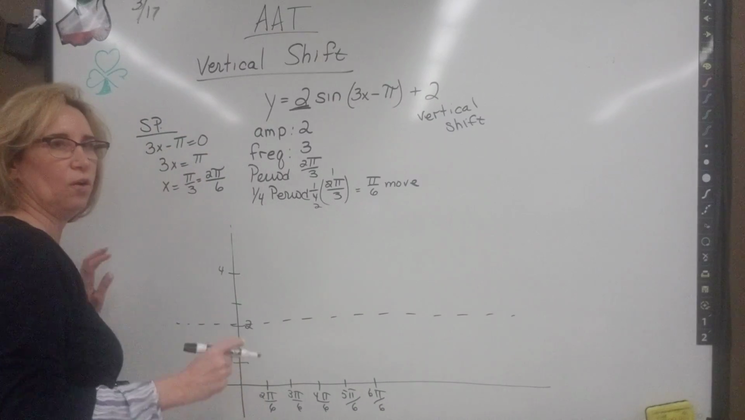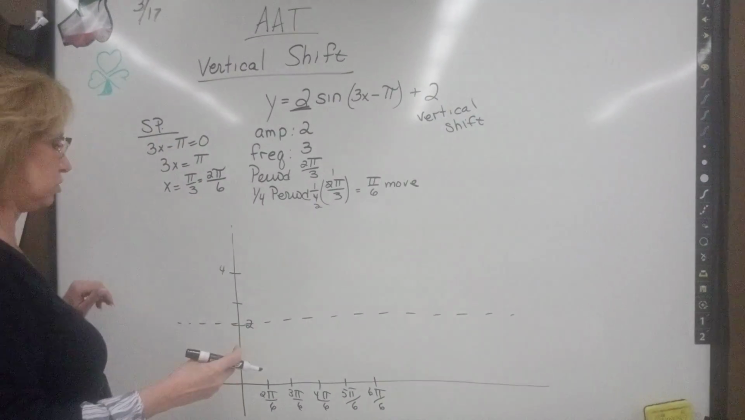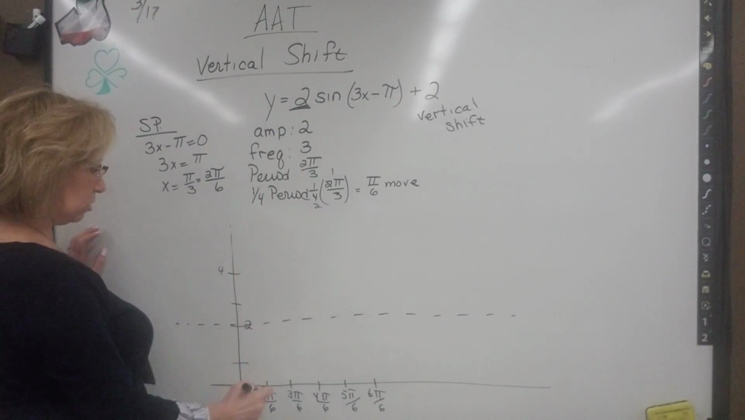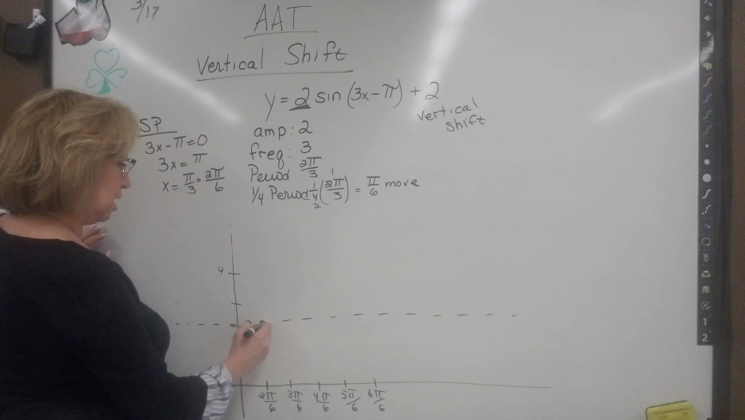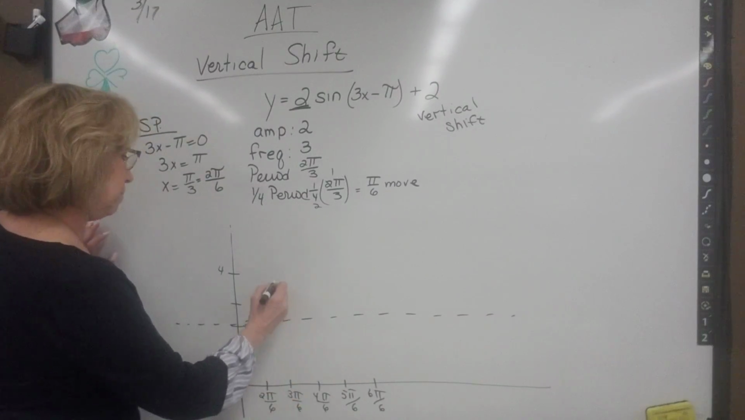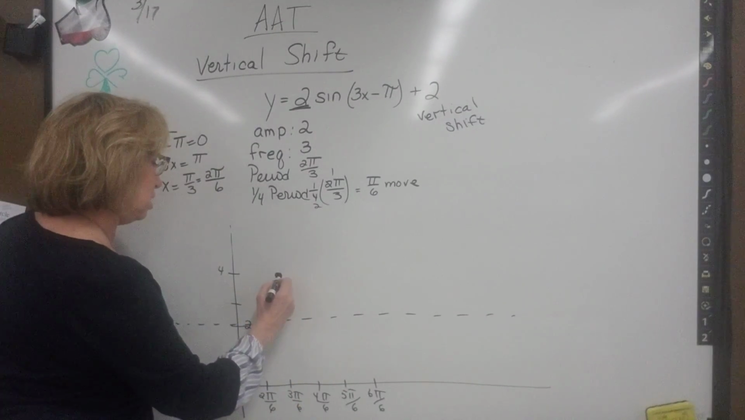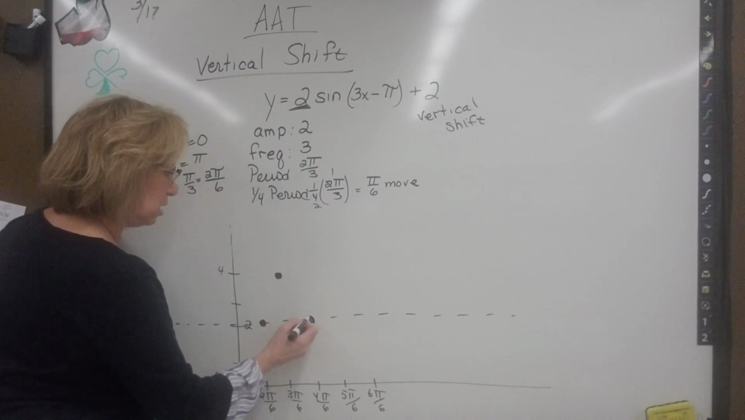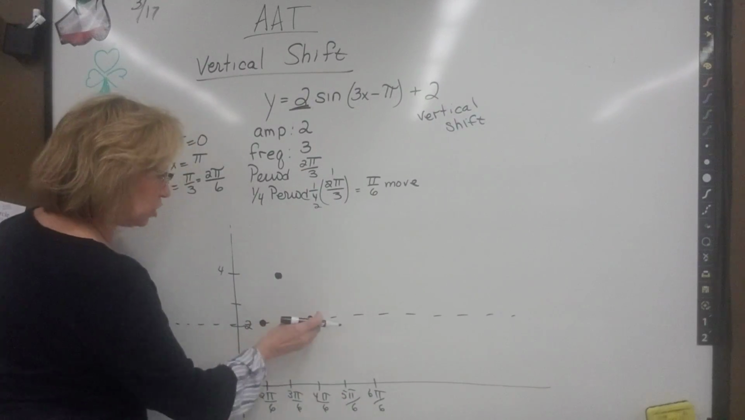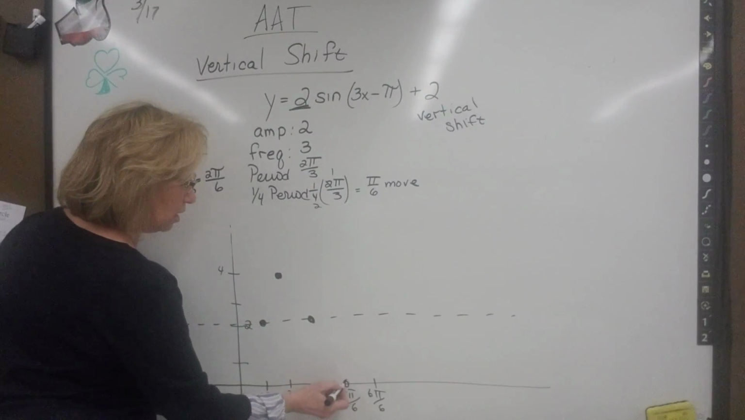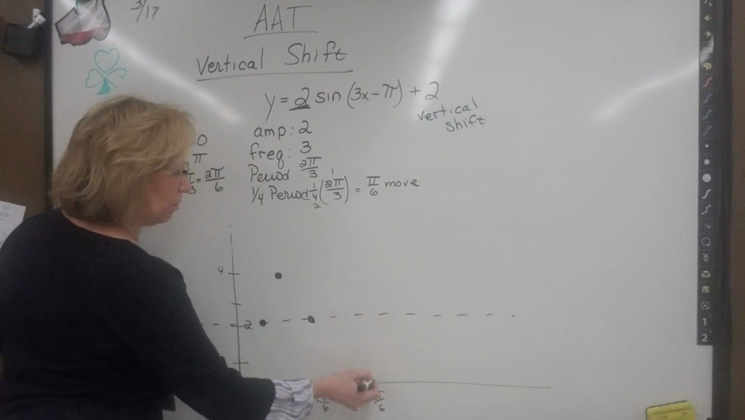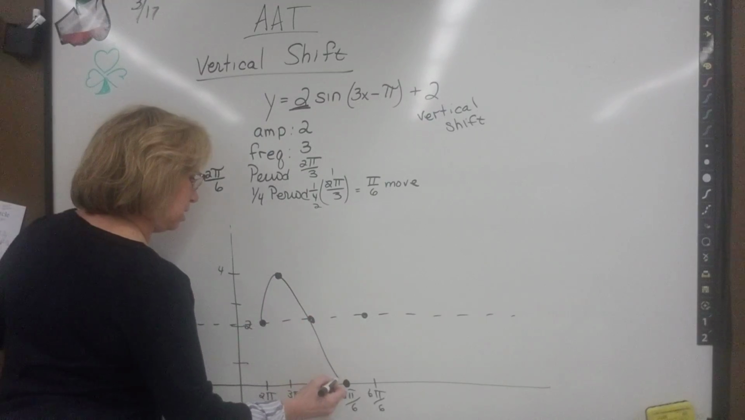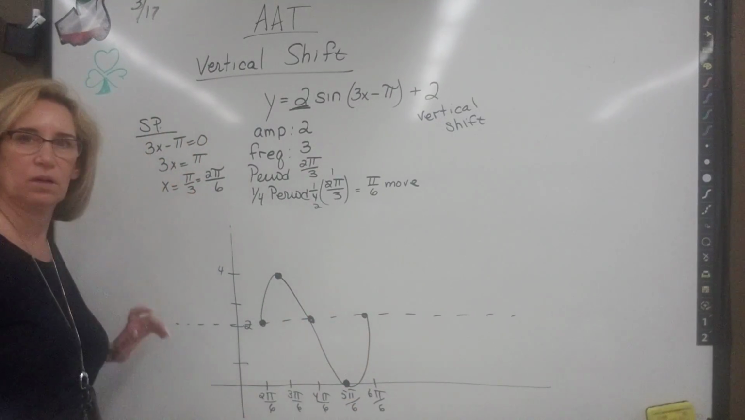I'm only going to do 1 curve. Every time you do this, I want 2 complete curves, but to save time in the tape, I'm only doing 1 curve. It's a sine, so I'm going to start at the mid, and then I'm going to go to the amp. The amp is at 4, 2 off the mid. Then I'm going to go back to the mid, then to the negative amp, which is 2 units below. So it's at 0, and then back up to the mid. And this is your curve.